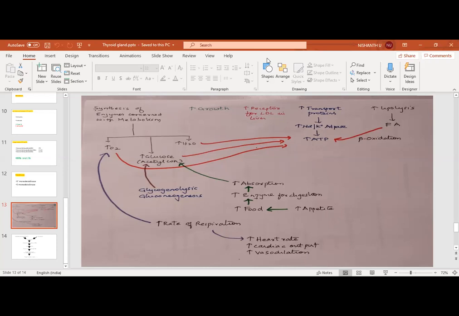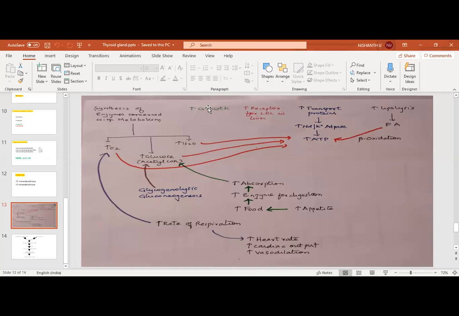Now about growth. It will promote physical growth as well as mental growth. Physical growth means you require protein. T3 and T4, along with the growth hormone, will promote the synthesis of protein. But the mental growth is definitely promoted by T3 and T4, because from the mental growth point of view, growth hormone doesn't have any role to play. Only thyroid hormone plays a significant role.